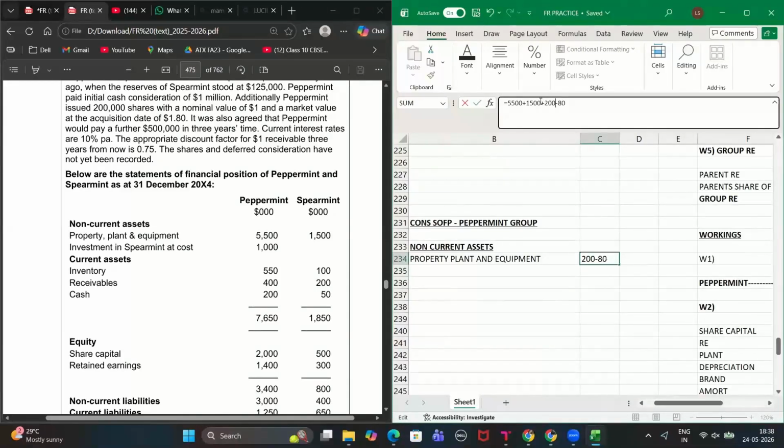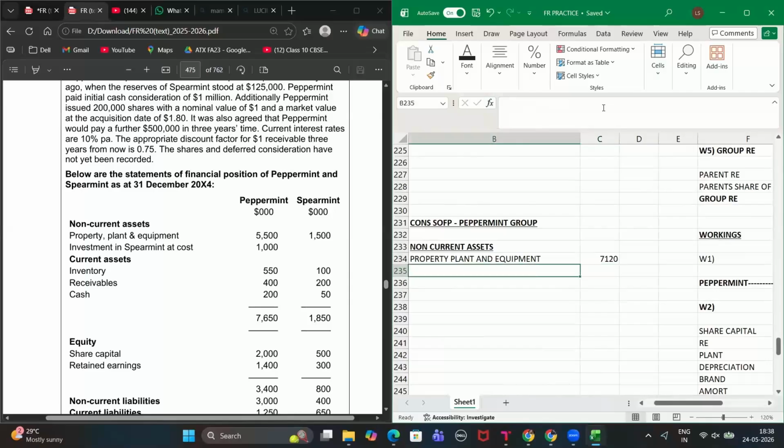Plus what? Fair value adjustment, 200. Minus what? 80. You guys get it? Is it clear? Okay. What next? What do we have in non-current assets? We have investment in spearmint. Will we take it? No, because it's an intra transaction.